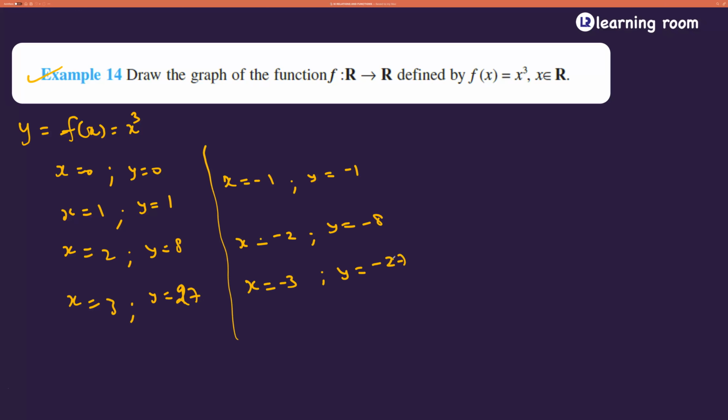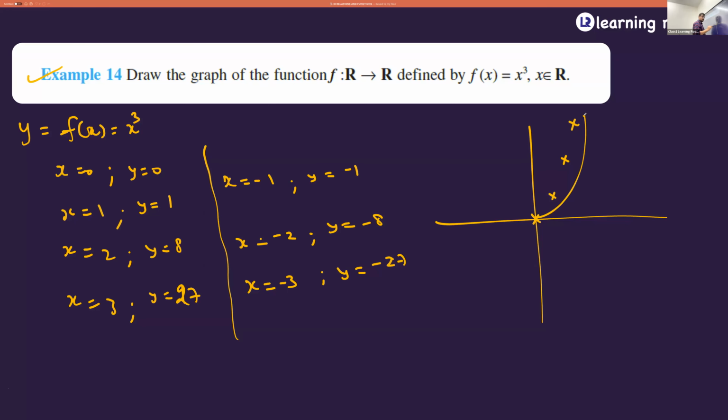So the meaning of this is when x is equal to 0, you get a 0. When x is equal to 1, you get a 1. When x is equal to 2, 3, you get 8, 27. The graph keeps going like this. And the same thing happens on the other side as well. Okay, it keeps going like this. So this is the graph for y is equal to x cube.